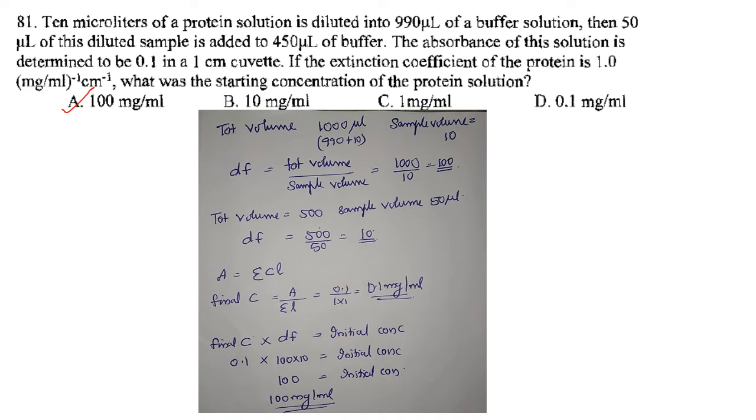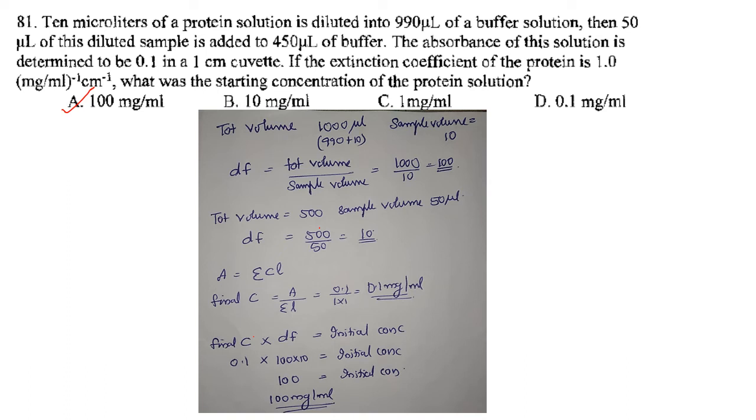Then 10 microliters of a protein solution is diluted to 990 microliter of a buffer solution. Then 50 microliter of this diluted sample is added to 450 microliter of the buffer. The absorbance of this solution is determined to be 0.1 in a 1 centimeter cuvette. If the extinction coefficient of the protein is 1, what is the starting concentration of the protein solution?